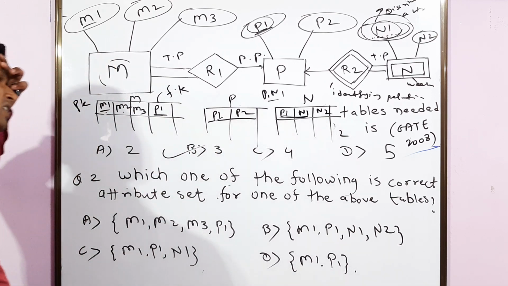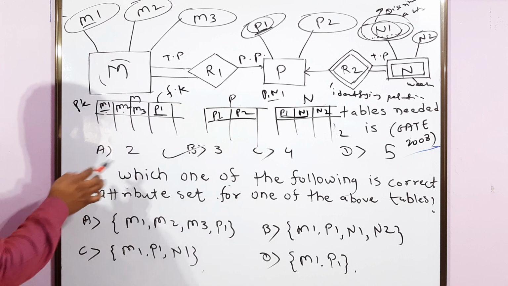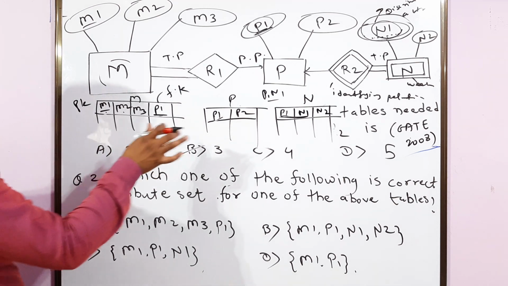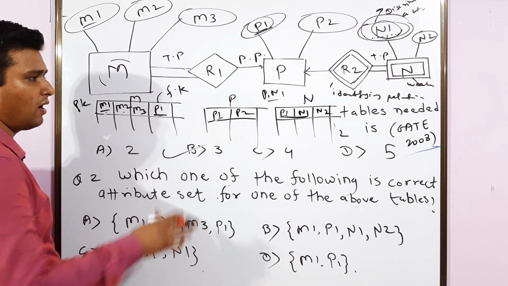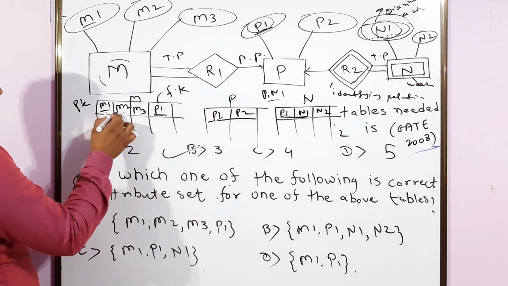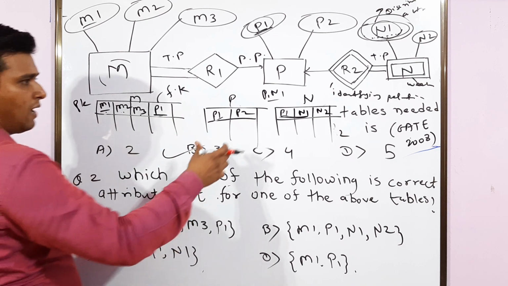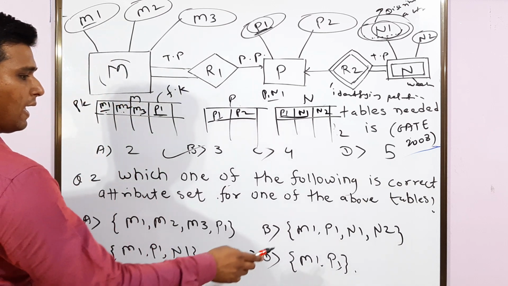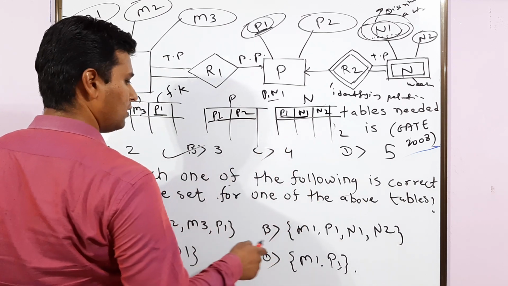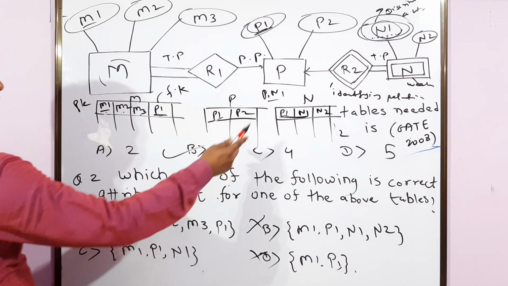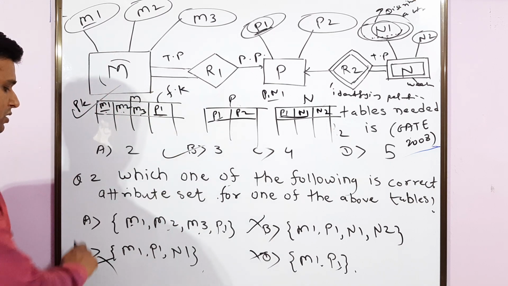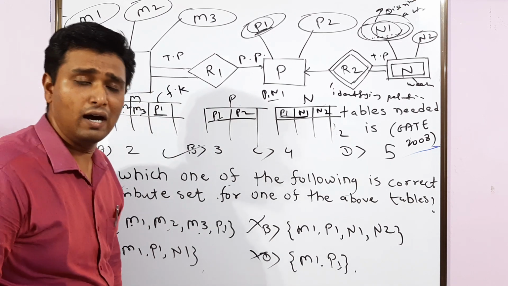Now the second question, asked in GATE 2008. Both questions have been asked in GATE 2008. Which of the following is the correct attribute set for one of the above tables? If we have converted into tables, we can get M1, M2, M3, P1. So we will check the options for which has this combination. We start with D: M1, P1, we don't have this, so this is not the option. M1, P1, N1 we don't find here either, so this is not the option. But M1, M2, M3 and P1 we have. So this is the option, option A for this question.